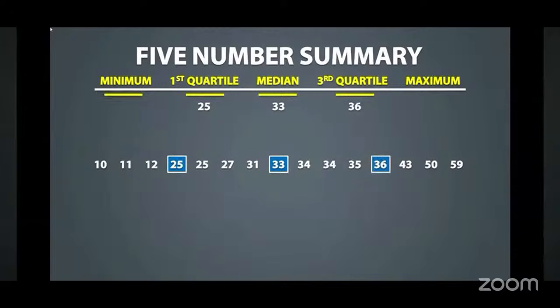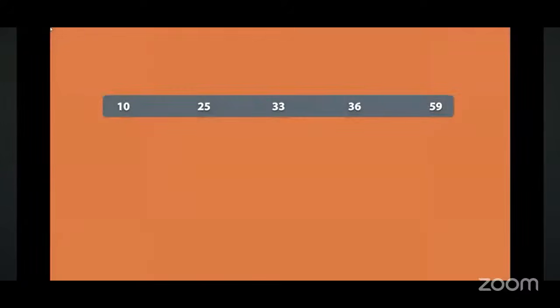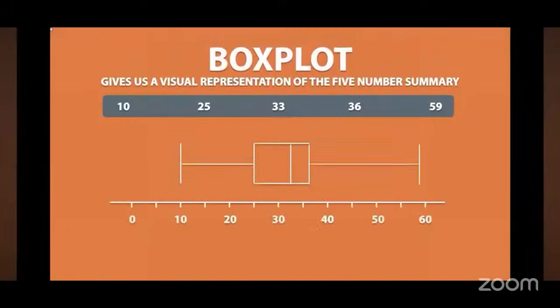Now the minimum is the smallest number, and the maximum is the largest number. So as a result, this is our 5-number summary. We can then take these 5 numbers and make something called a box plot. A box plot gives us a visual representation of the 5-number summary, and it looks something like this.